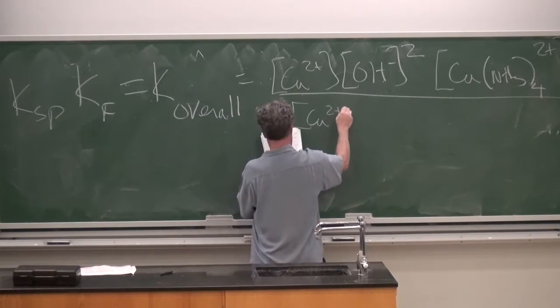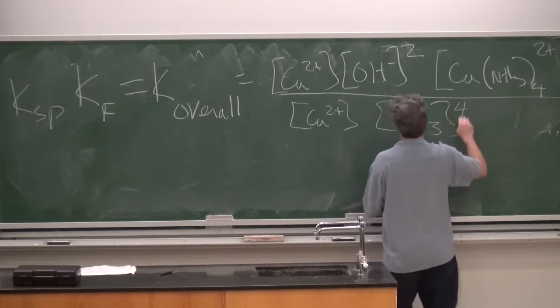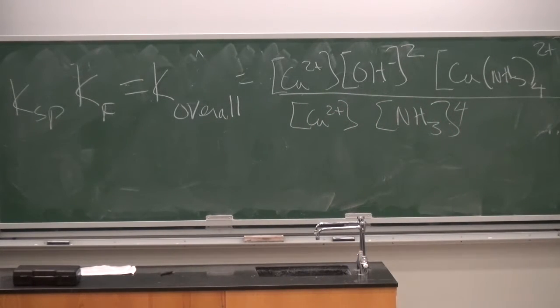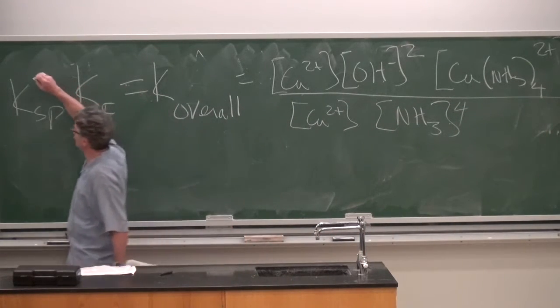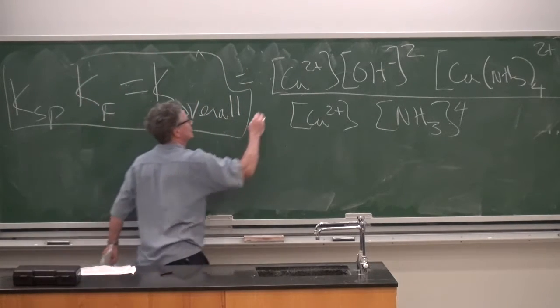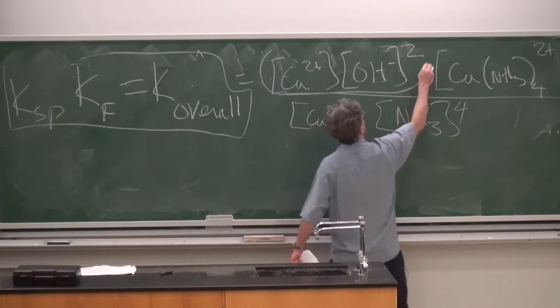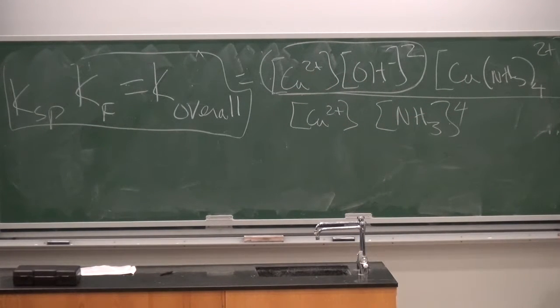Concentration of copper, concentration of ammonia to the fourth. So I said that we can treat it as an overall thing. That's the equilibrium constant. We can quantitatively define that equilibrium constant this way. And I'm proving that to you because there's KSP. I just circled it. And then the rest of it is KF. So that's KSP times KF.